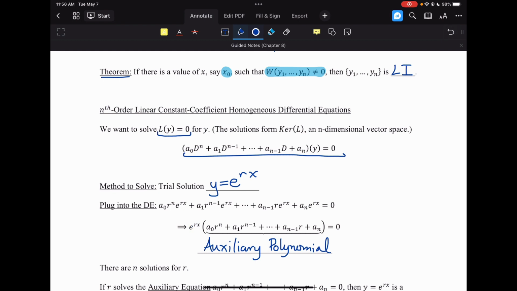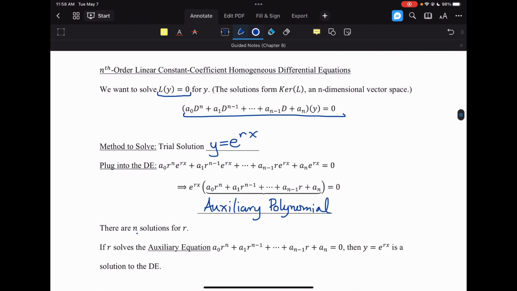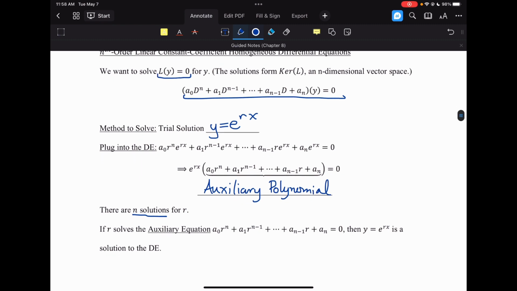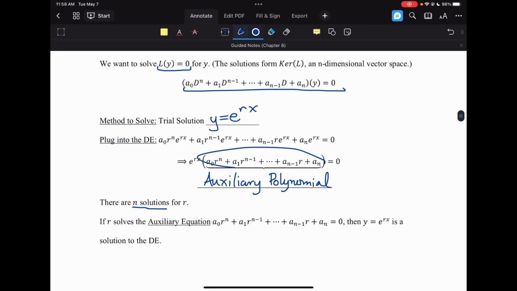So when we're solving for r to figure out what specific numbers go into this solution, we only need to solve the auxiliary polynomial. This is the only part that will actually make this equal to 0. So there will be n solutions for r, because we have an nth degree polynomial here. So we're going to set this part only equal to 0. That gives us the auxiliary equation, which is just the auxiliary polynomial set equal to 0.